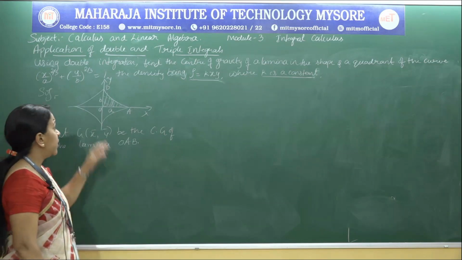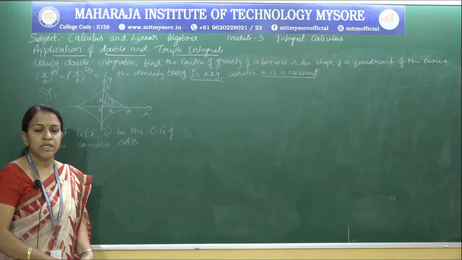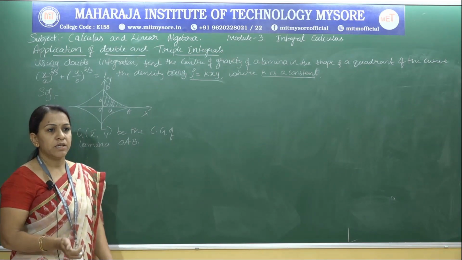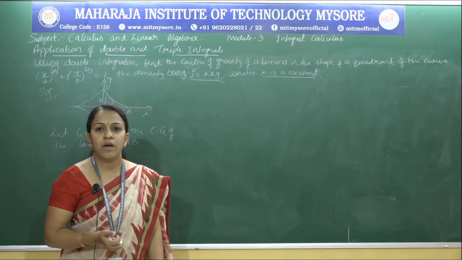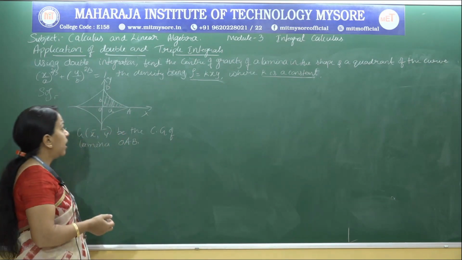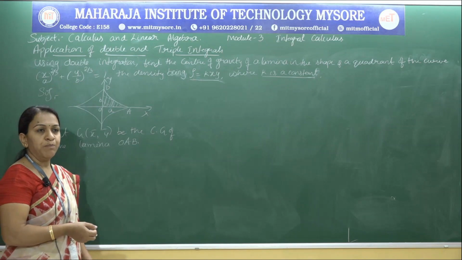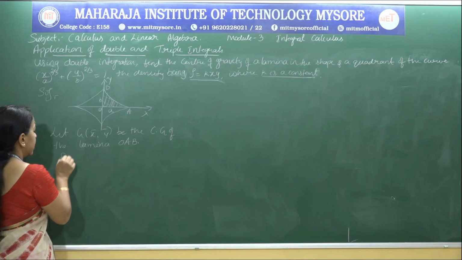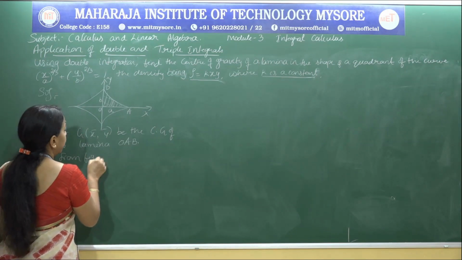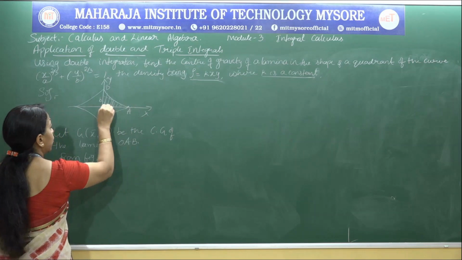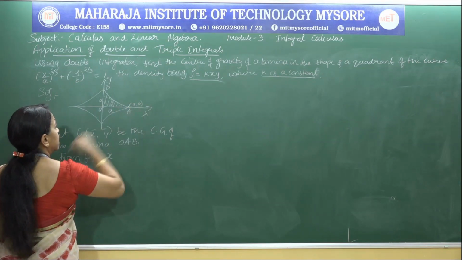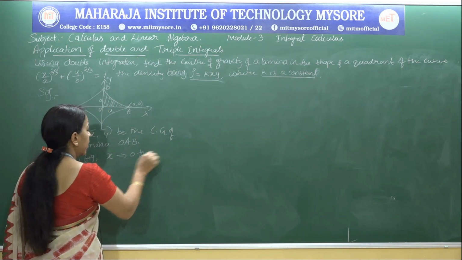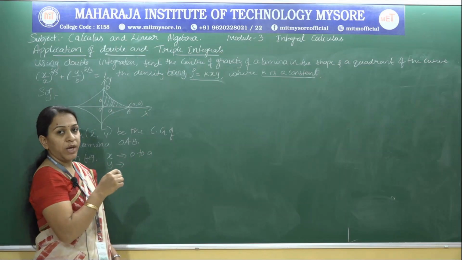Now since the curve is symmetric about both x and y axis, no need to get both x bar and y bar. I can get either x bar or y bar. Similarly we can conclude the other point. So to get the x bar or y bar, of course we should know what are the limits of x and y. So from figure we can say that x varies from 0 to a. So this point will be a comma 0.